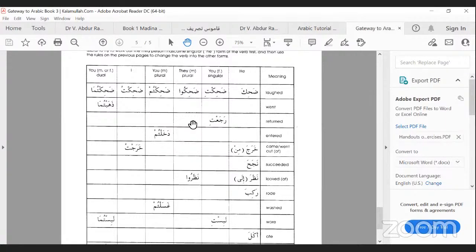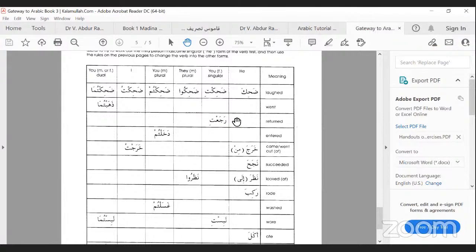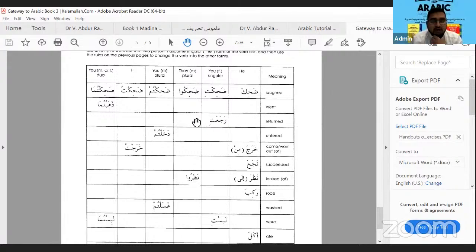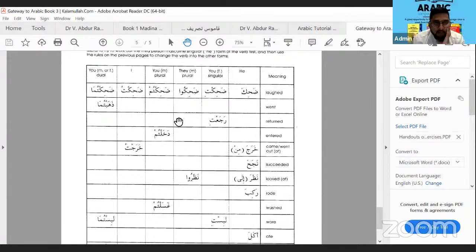They two. They all laughed. So Raja'a will become Raja'u, with a wow and alif at the end. Raja'u. They all returned.